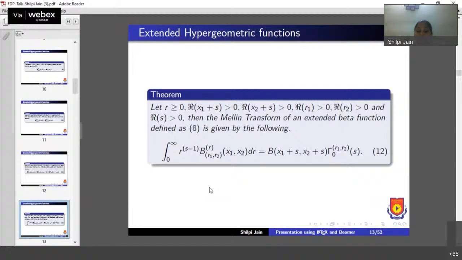The next result given by the theorem: let r1 ≥ 0, r x1 plus s greater than 0, r x2 plus s greater than 0, real of r1 greater than 0, real of r2 greater than 0, and real of s greater than 0. Then the Mellin transform of the extended beta function defined by equation number 8 is given by the following result, equation number 12.